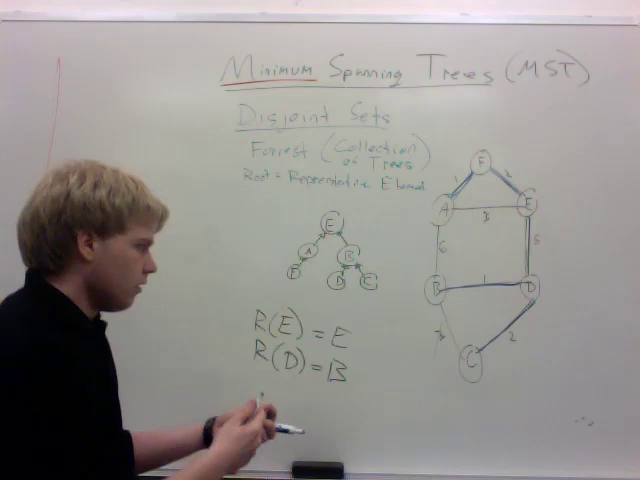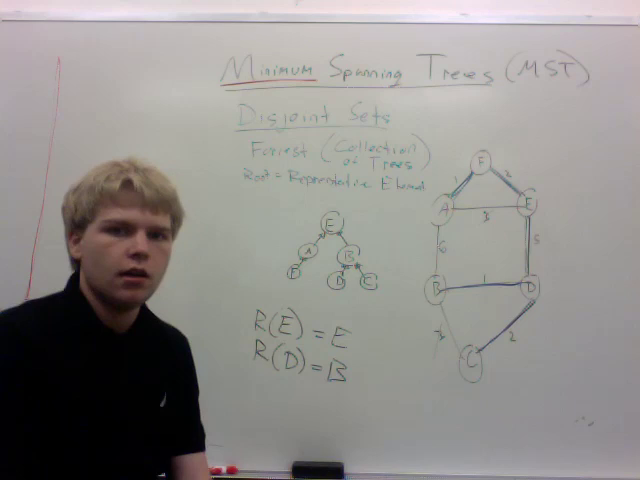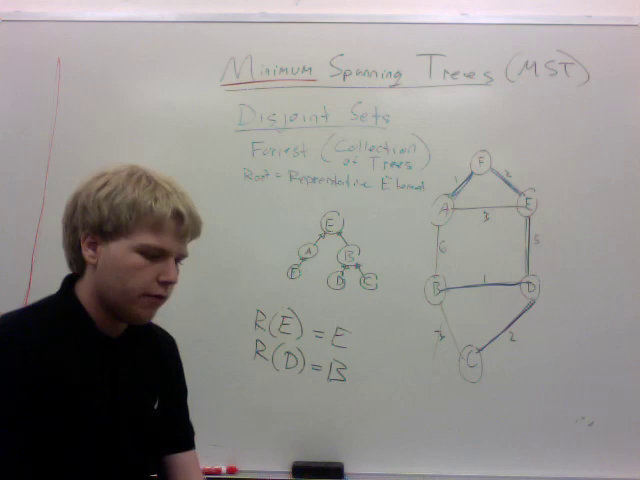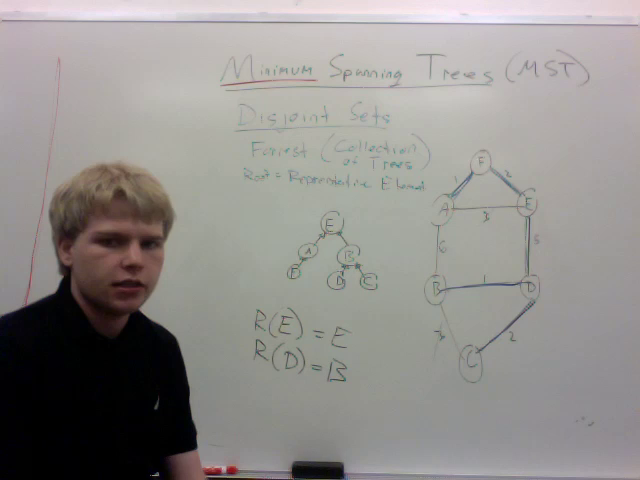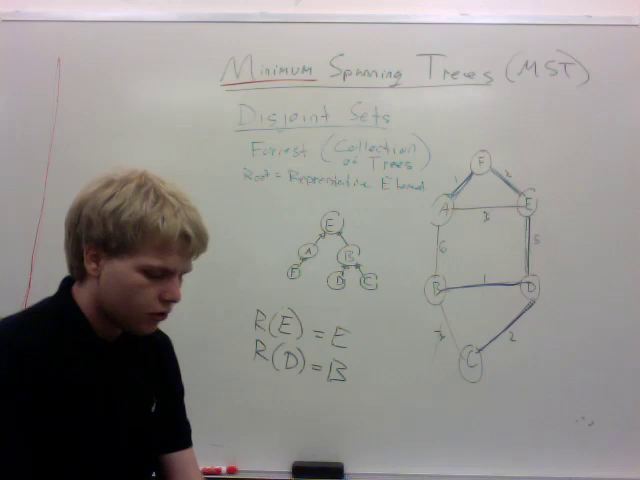So that's how you use disjoint sets to implement Kruskal's, and how you prevent yourself from adding edges that would create cycles. So that's just an easy way to check. It's pretty easy to implement. It's rather efficient. So one thing you can do to improve the running time of this is, let's say now for some reason we were calling the representative element of D.